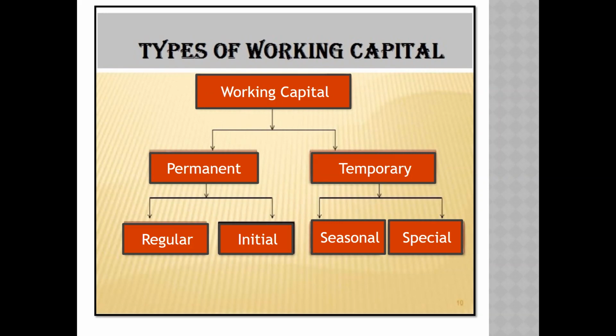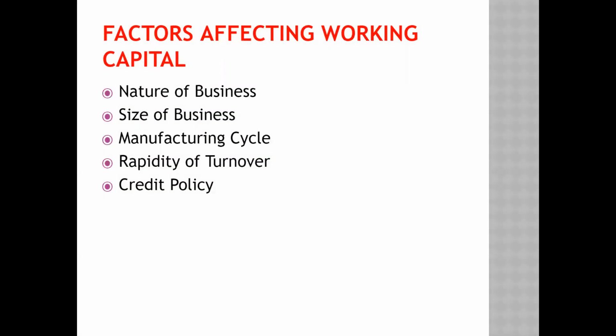Now temporary, I divide it into seasonal and special. Seasonal means, you know, summer season, winter season. For every season, there are more requirements by the customers. So it is needed for a particular season, not for the whole year. And for special, some festivals, or you can say marriage season, these are all special. At that time we need extra working capital. So this is called temporary: seasonal and special, two kinds of temporary working capital.